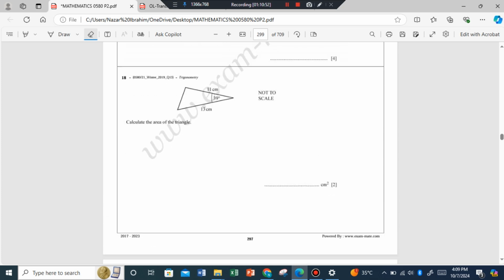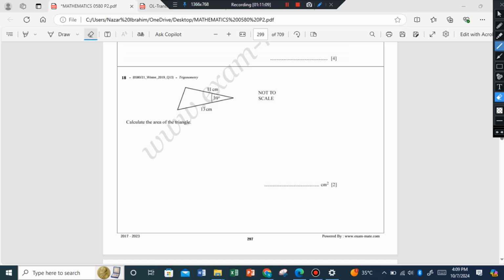Okay. Question number 18, we have area of the triangle. We need to calculate the area of the triangle, which we have done before, right?